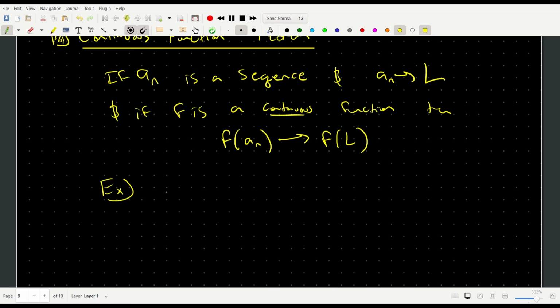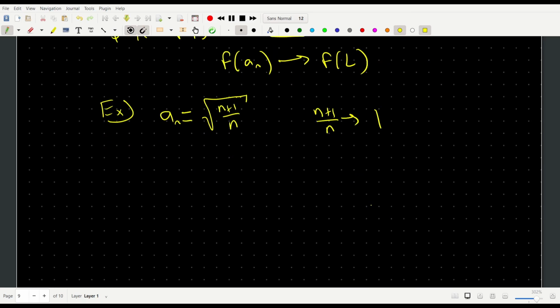So for example, using the result of the previous example, if a_n is the square root of (n+1)/n, since the sequence (n+1)/n converges to 1, then the square root of (n+1)/n, our a_n sequence, has to converge to the square root of 1, or 1 as well, because the square root function is a continuous function.